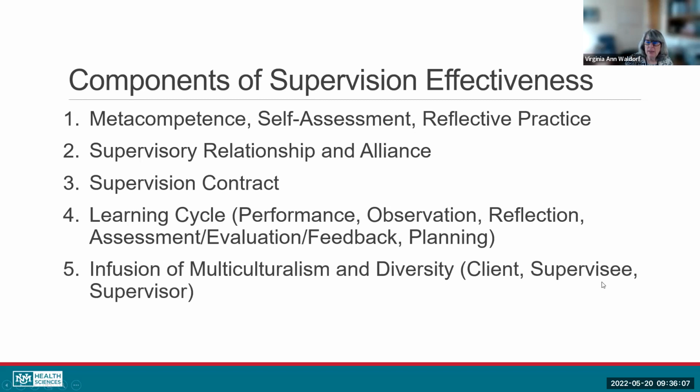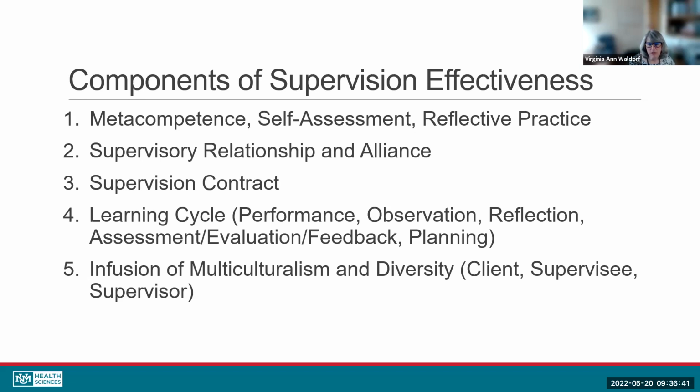And finally, there has to be an infusion of multiculturalism and diversity. And that means we have to understand, I'm preaching to the choir here, obviously, APEC knows we got a rock star with regard to DEI right here in our own internship. But it's the client's culture, it's the supervisee's culture, and it's the supervisor's culture. And I think our understanding of all of those really has grown, pretty exponentially, just even in the last 3 to 5 years, right?